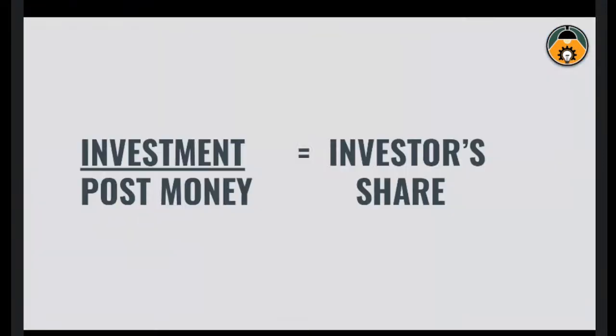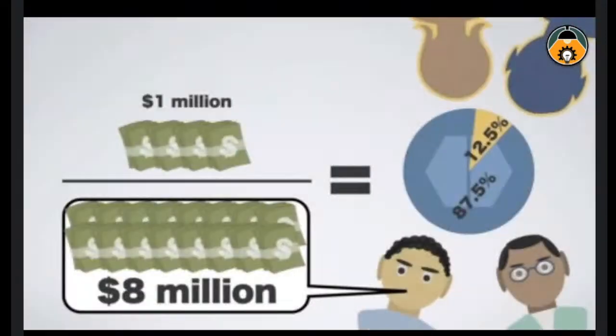Post-money valuation can be used to calculate the investor's share in the company. Investor's share would be equal to the investment made by them divided by post-money valuation of the company. Taking an example, an investor invests $1 million in a company having a post-money valuation of $8 million. So in this case, the investor's share in the company would be, clearly, 12.5%.